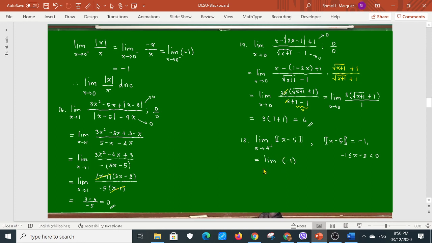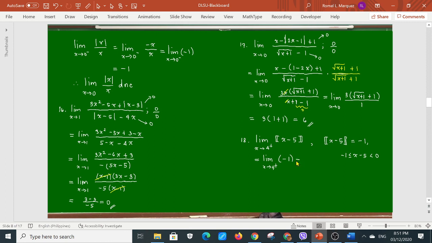I can write this as, it means it is fixed in this interval. Since we are interested to close to 4 from the right. Yan, limit as x approaches 4 from the right, and it is equal to negative 1, this quantity. And what is the limit of negative 1? Negative 1. Okay, guys? O, dito ko na lang sulat.